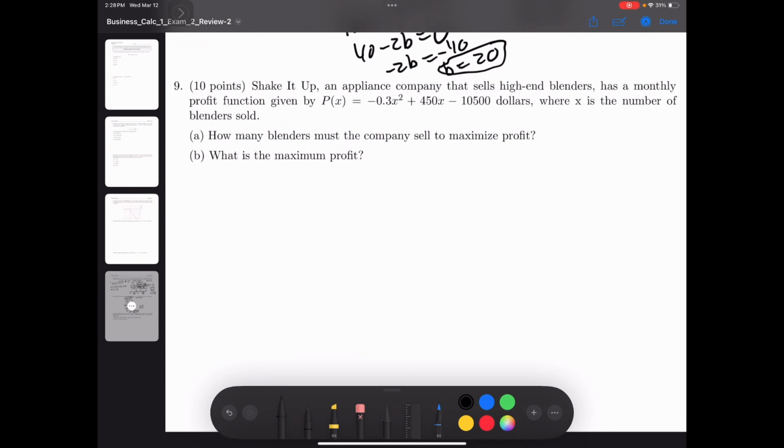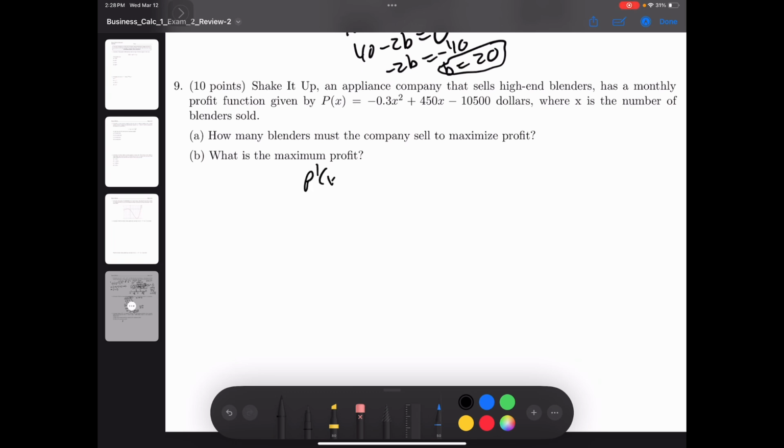Number 9 says shake it up. An appliance company that sells high-end blenders has a monthly profit function given by p of x equals negative 0.3x squared plus 450x minus 10,500, where x is the number of blenders sold. A says how many blenders must the company sell to maximize profit? Once again, that is just going to be setting the first derivative equal to 0. Finding the maximum is setting the first derivative equal to 0. Hopefully you see a theme there.